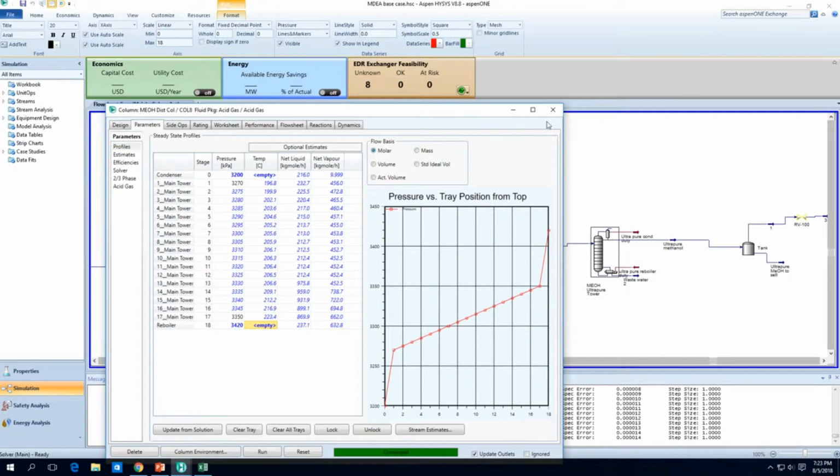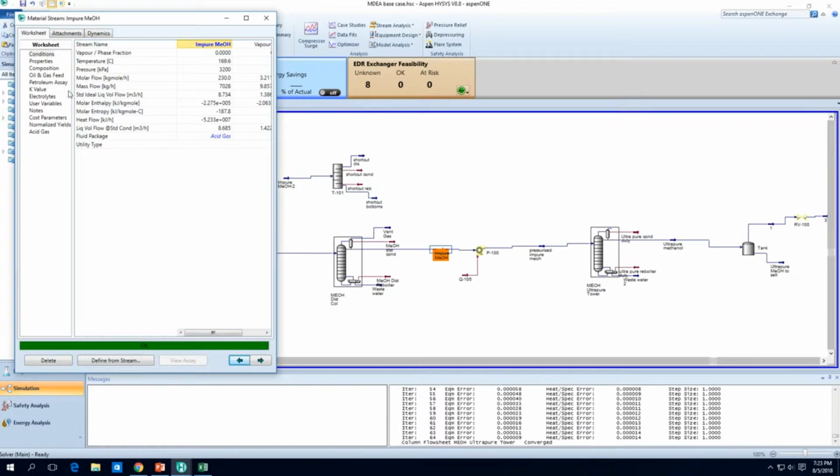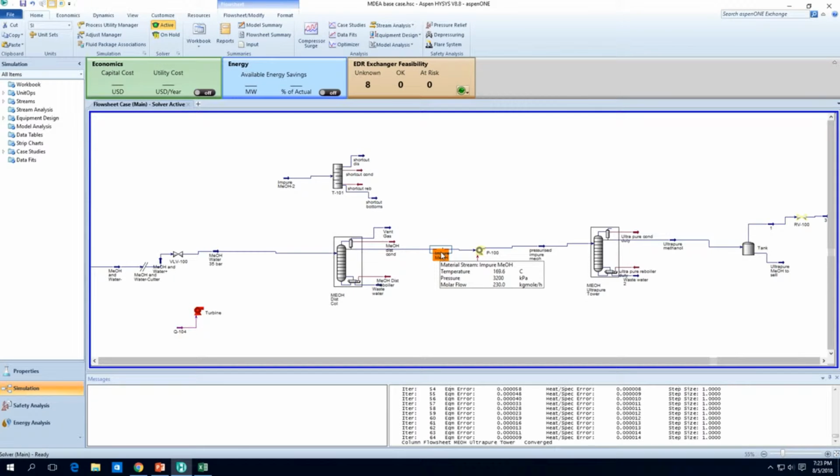And let's take a look at the temperatures now. Okay, we want to get this to about 97%. This impure MeOH, you get it's about 97%. But look, this temperature is pretty high, about 170 degrees C. Now at 170 degrees C, you can do a lot more things with your stream.